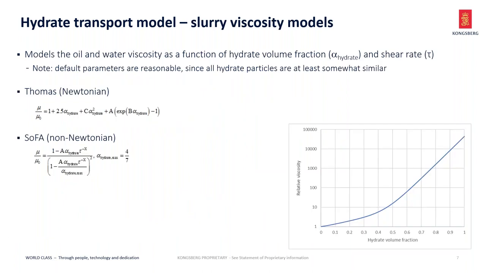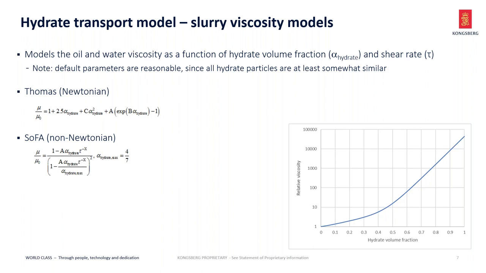When we have formed hydrate particles in either the oil or water phase, then we need to do something with the liquid viscosity, because that will increase due to the presence of these particles. And for that we have some slurry viscosity models. The default one is the Thomas model, which is a Newtonian model, so it's not dependent on the shear rate. This model only depends on the volume fraction of hydrate particles. You can see in the plot to the right what this does to the relative viscosity of the liquid. If you have a reasonable amount of hydrate volume fraction, it quickly increases the relative viscosity.